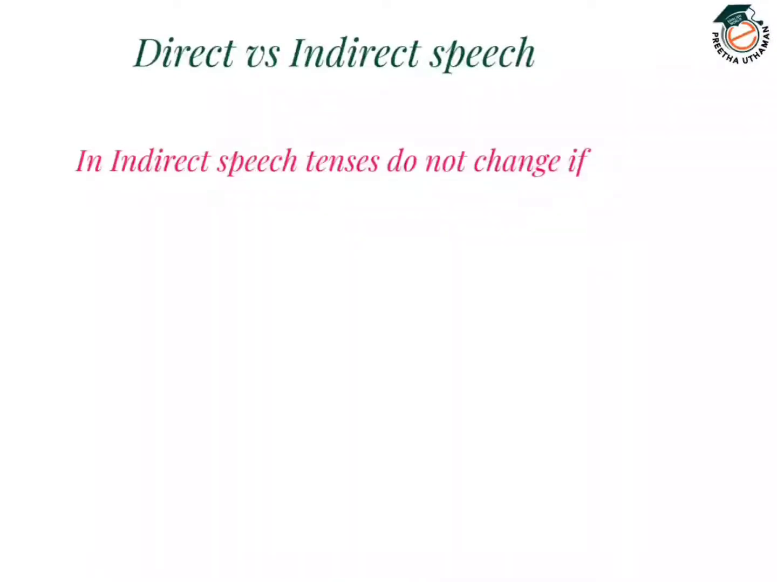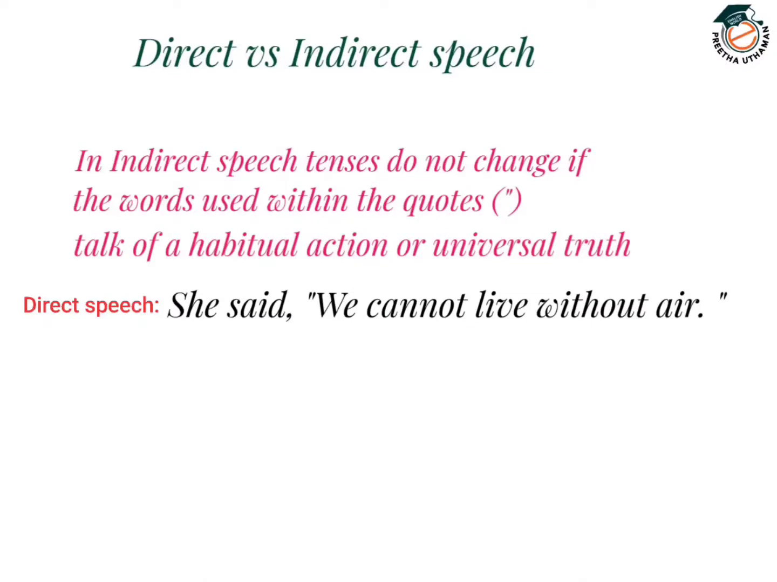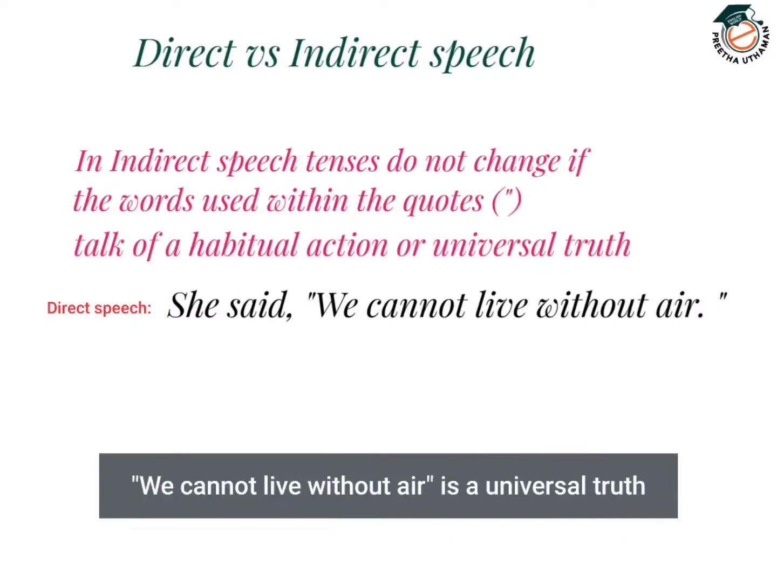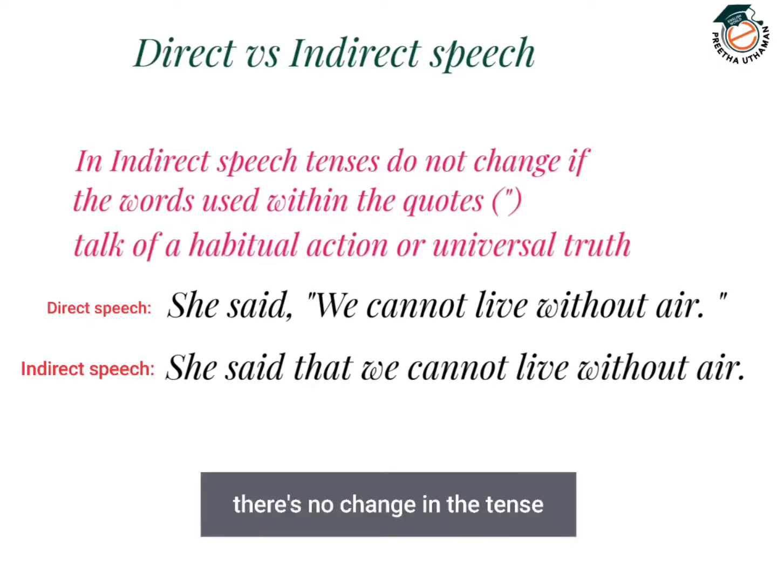In indirect speech, tenses do not change if the words used within the quotes talk of a habitual action or universal truth. Here goes an example. She said, "We cannot live without air." "We cannot live without air" is a universal truth. The answer is, she said that we cannot live without air. We notice there's no change in the tense.